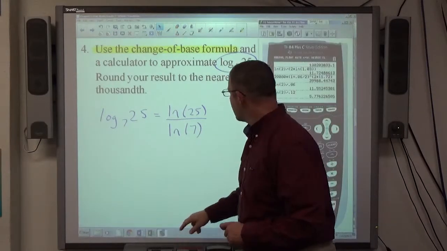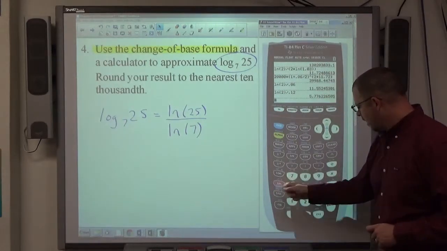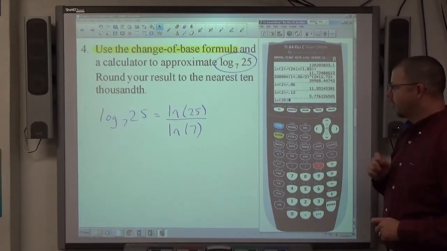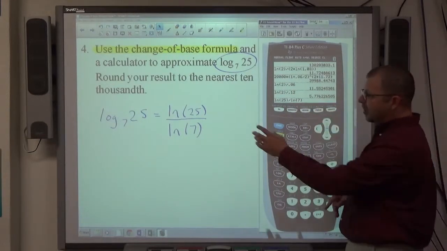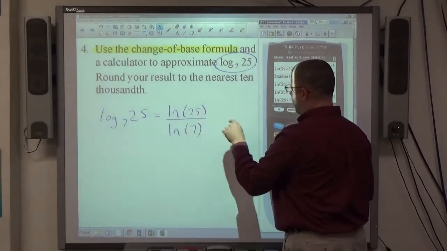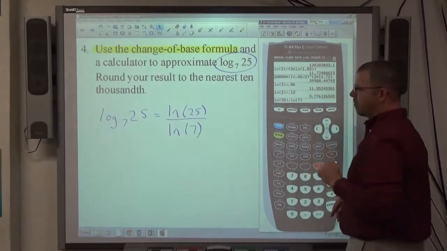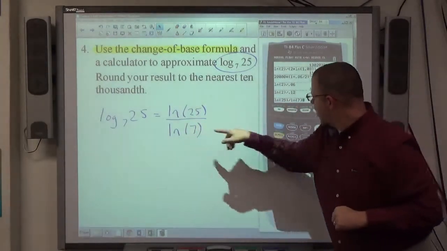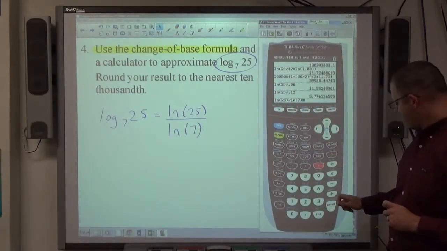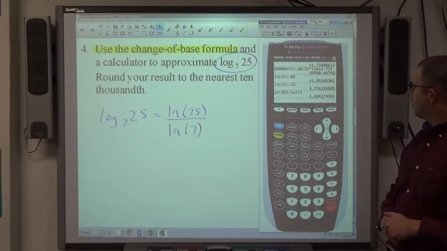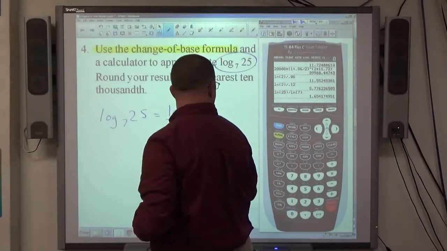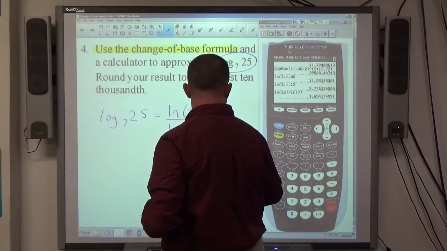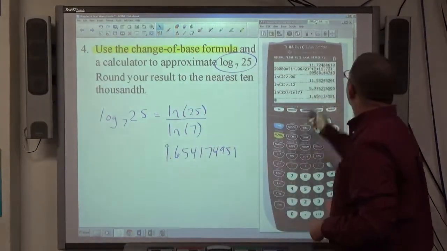Then I get my calculator out, and I type in ln 25 in parentheses, divided by ln 7 in parentheses. Be very careful that this is log of 25, only 25, so that the parentheses stops the logarithm from happening. Divided by then ln 7, again the parentheses stops the logarithm from happening. Hit enter and we get 1.654174951.